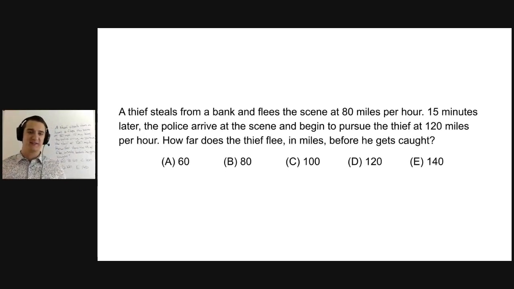Awesome. Hopefully you've had a second to work through this question. If not, then you can go ahead and pause this video at this point and we'll discuss the solution. But the question says a thief steals from a bank and flees the scene at 80 miles per hour. 15 minutes later, the police arrive at the scene and begin to pursue the thief at 120 miles per hour. And it asks, how far does the thief flee in miles before he gets caught?